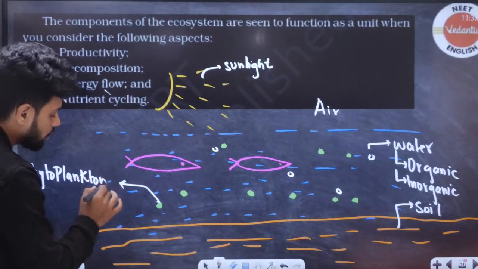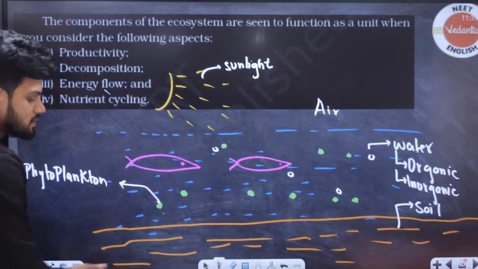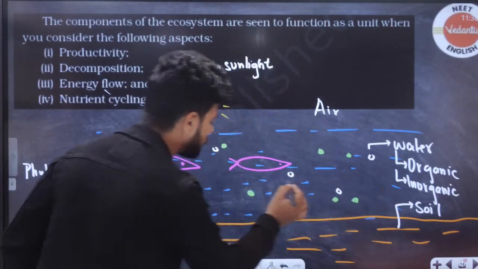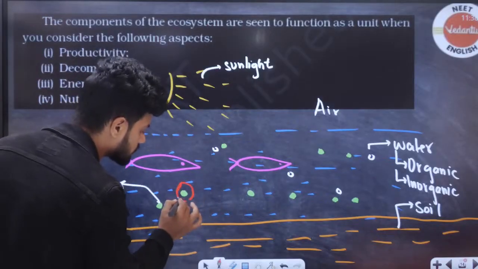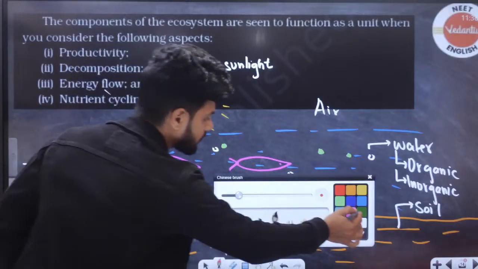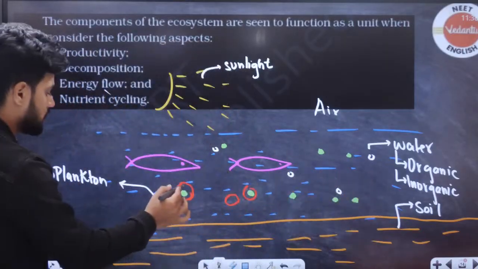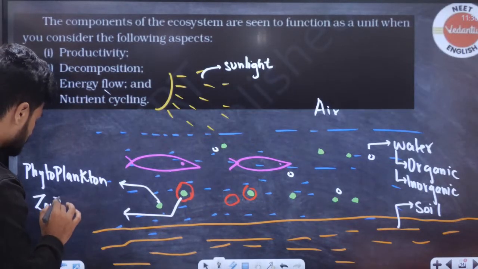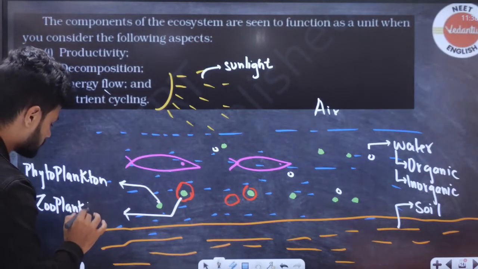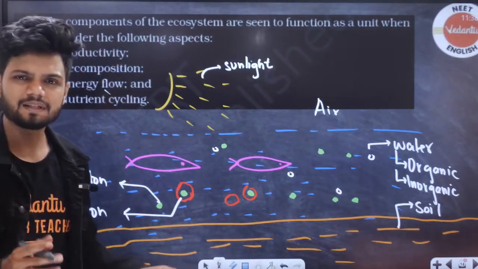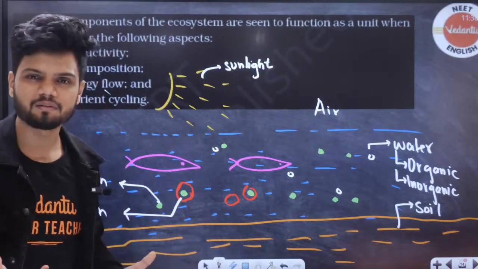Now students, tell me, who is feeding on the phytoplanktons? The organism which is feeding on the phytoplankton is called a zooplankton. Okay, there is a zooplankton which is eating this. There are zooplanktons which are eating the phytoplanktons. Okay, we also have the zooplanktons.